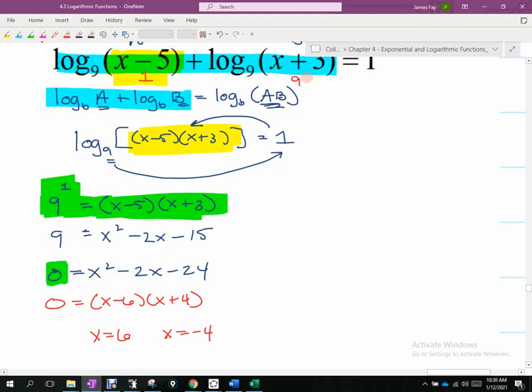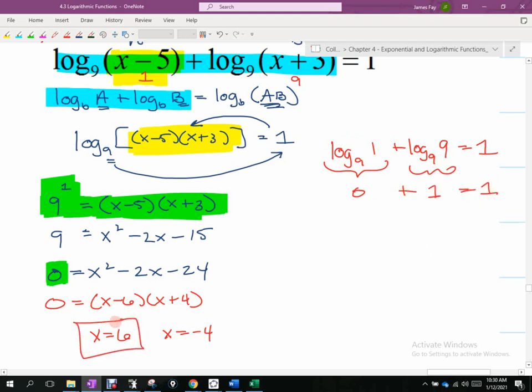And think about it, if I actually said log base 9 of 1 plus log base 9 of 9, does that equal 1? What do I raise 9 to get 1? Say it again. 9 raised to what power gives me 1? 0, right? So that number right there is 0. What do I raise 9 to get 9? 1. Does 0 plus 1 equal 1? Yeah. So that's why 6 works.